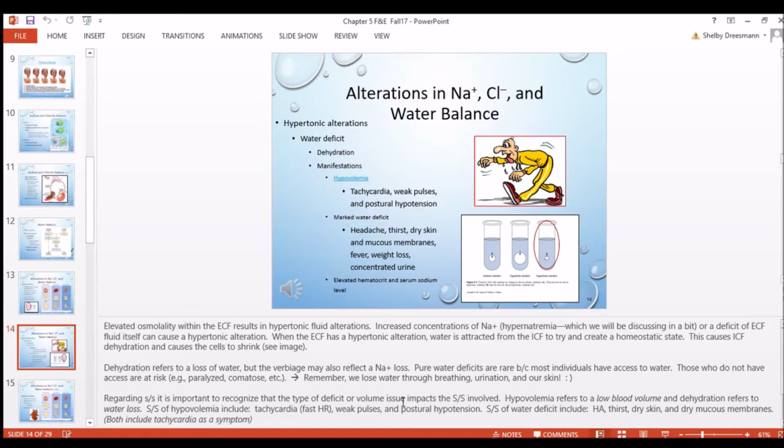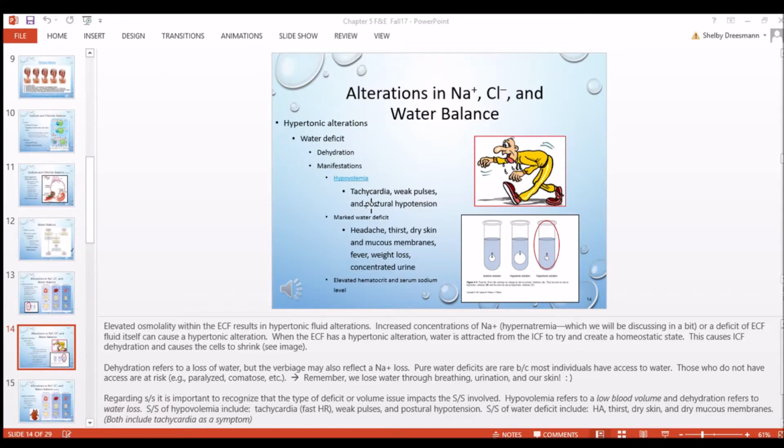Okay, so there is elevated osmolality within the extracellular fluid in hypertonic fluid alterations. Increased concentrations of sodium, or a deficit of extracellular fluid itself, can cause hypertonic alterations. When the ECF has a hypertonic alteration, water is attracted from the ICF to try to create a homeostatic state. This causes ICF dehydration.